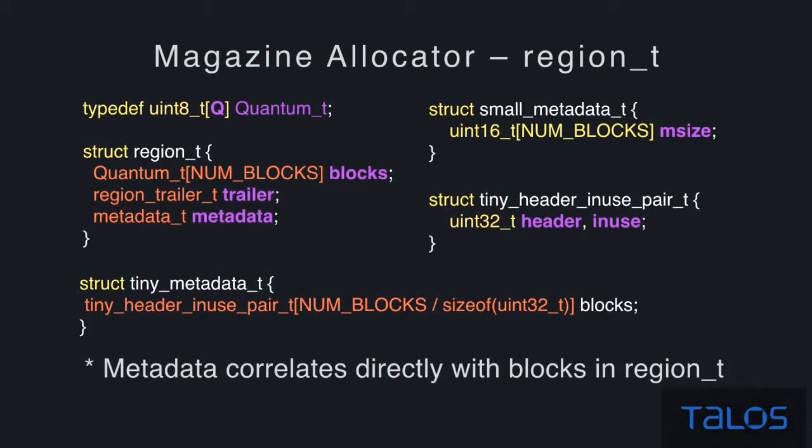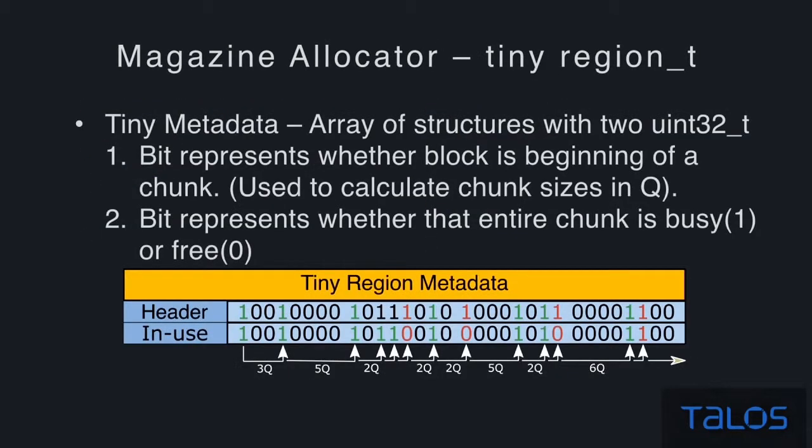Pretty straightforward. We'll skip ahead of that. All right, so here's what a tiny region metadata looks like. Notice there's a block for headers, and there's an in-use block. So if you want to find out how big a block is, you just go to the header block.